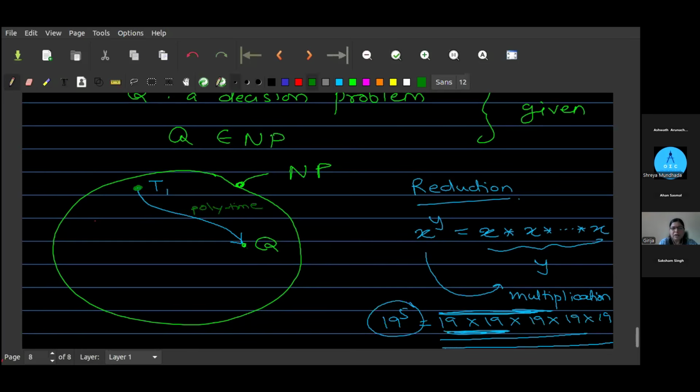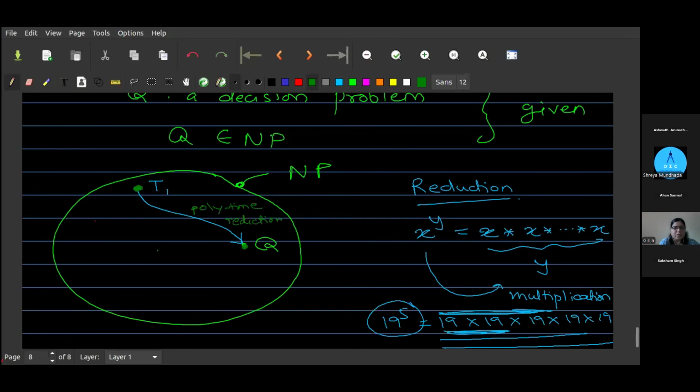What does that mean for T1? That is also solved in polynomial time. Correct? So this is called polynomial time reduction. This arrow that I have drawn stands for polynomial time reduction, which is very similar to this reduction, but here it's a very simple example, exponentiation to multiplication. Here T1 could be from graph theory and Q could be from number theory. All such combinations can exist, but both are in NP.